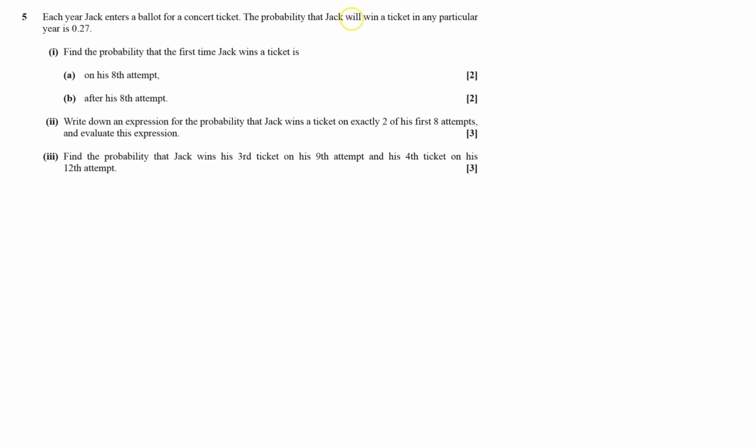Jack's got a ballot for a concert ticket. The probability he wins a ticket in any particular year is 0.27. Wins a ticket for the first time. Okay, so that means he's got to have it on his 8th attempt.